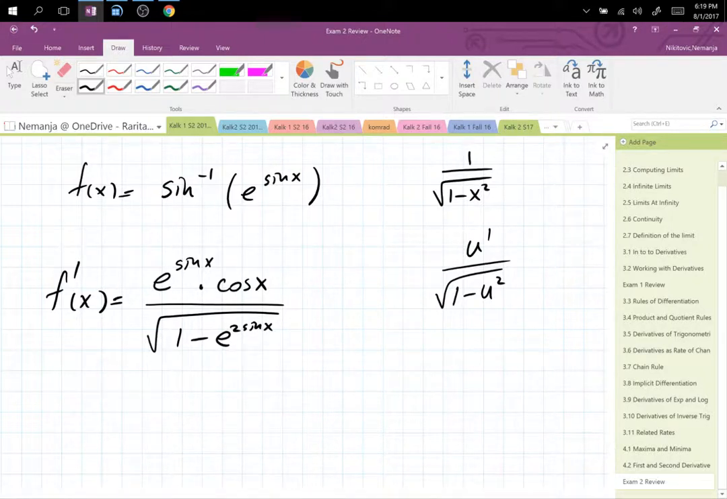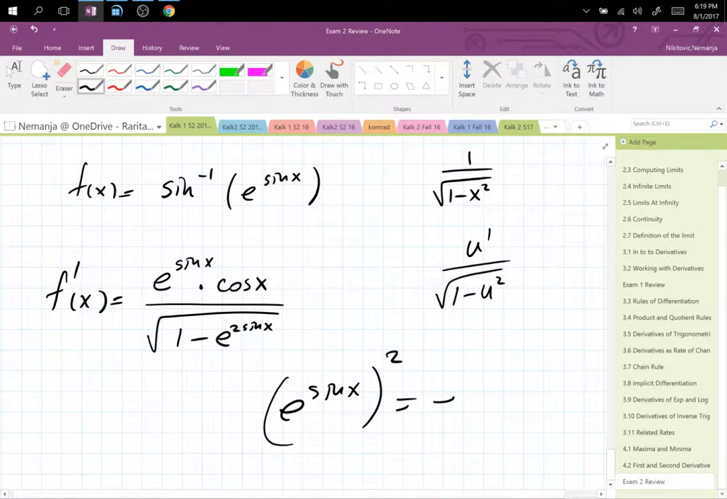So you can't take e to the sine x and put that where x squared is, and then take the derivative of e to the sine x and multiply by that. That's what I did. See, there's a 2 there. E to the sine x squared is e to the 2 sine x because the exponents multiply.